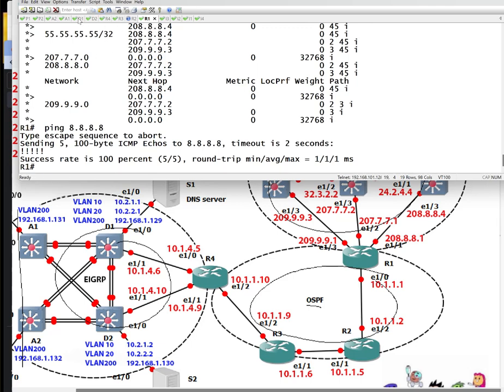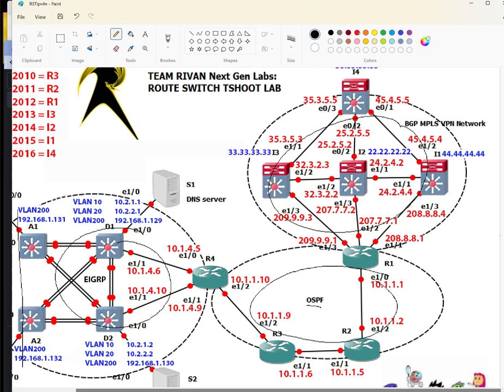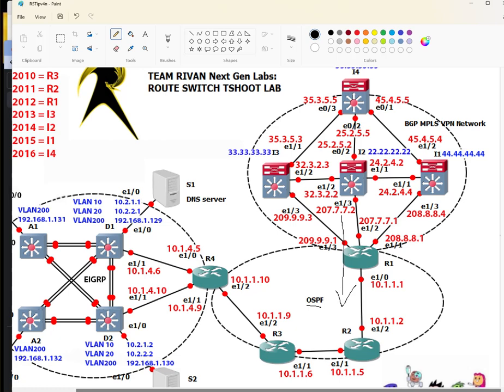Even D1, yeah, D1 can't go here. So the solution would be two things. In order for them to talk to one another, the first step is we're going to send all the routes from the internet, send the BGP routes into the OSPF world.